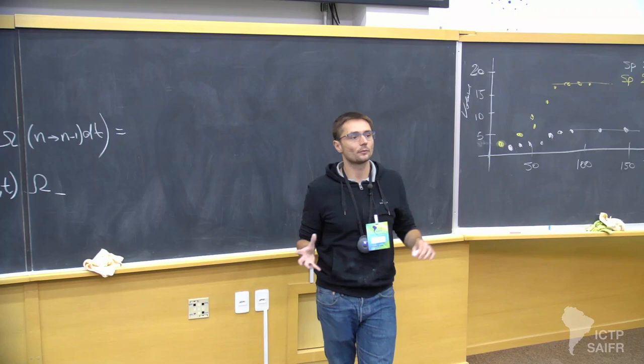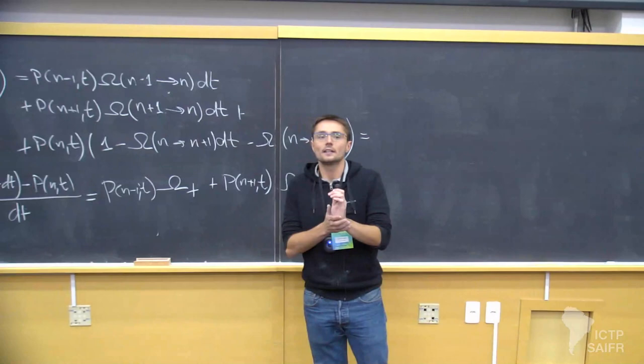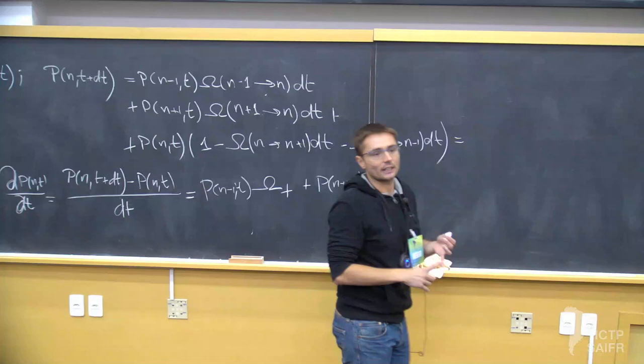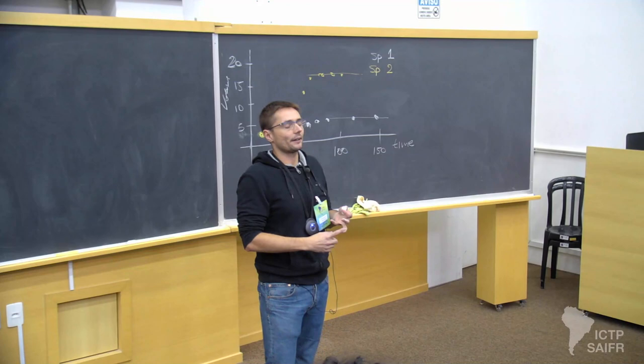And this is called a master equation. And it's basically the fundamental equation for a stochastic system. So whenever you have a stochastic system, here we are working with a population growth, but you can think of radioactive decay, other biological processes, like for instance, RNA transcription or chemical reactions.